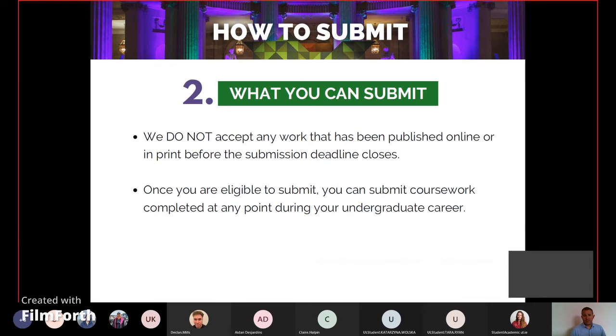And if it's been published already, we can't take that. So just make sure that you haven't already been published anywhere online or elsewhere, in journals or anything like that, because we'll be able to find it and find out who you are.